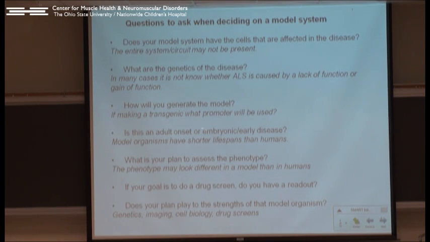Is this an adult onset or an embryonic or early disease? For model organisms that have shorter lifespans than humans, this could be an issue. This is true with ALS. It's an adult onset.